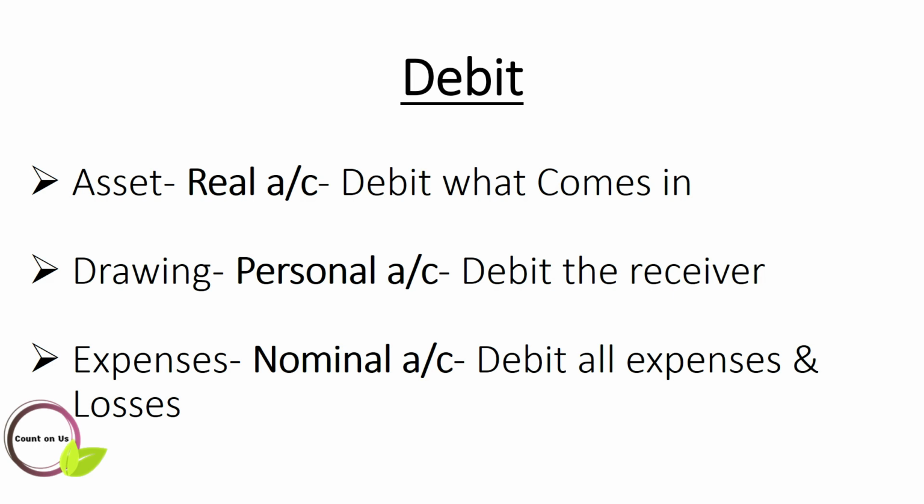Drawings means money or money's worth withdrawn by the businessman from the business. So the businessman is the receiver, so it should be debited. See the expenses. Expenses are nominal accounts. The rule of a nominal account is debit all expenses and losses and credit all incomes and gains. So expenses are to be debited. Hope you understood this concept.